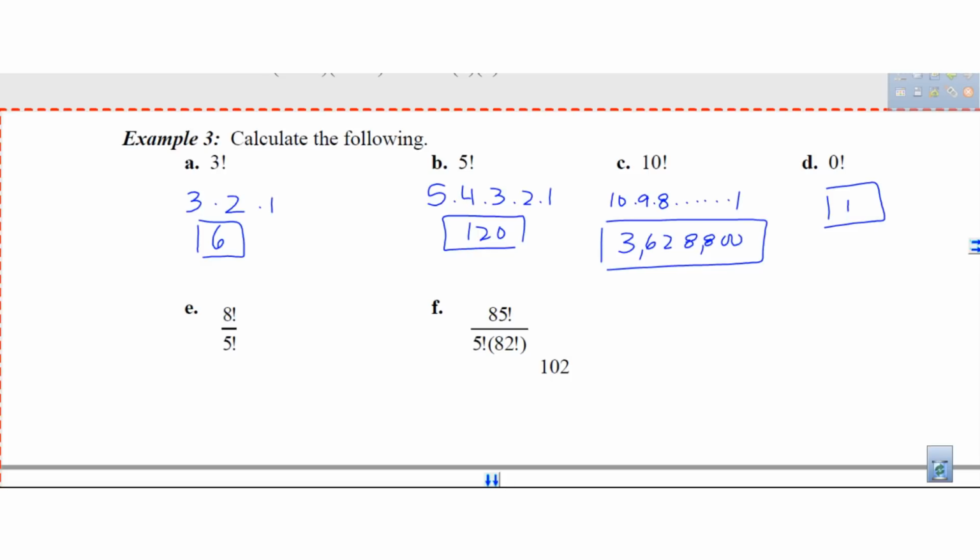Question E, this one's just a little, E and F are a little, not really weird, but just look at it. So write this with me.